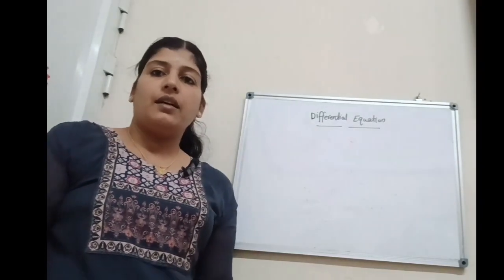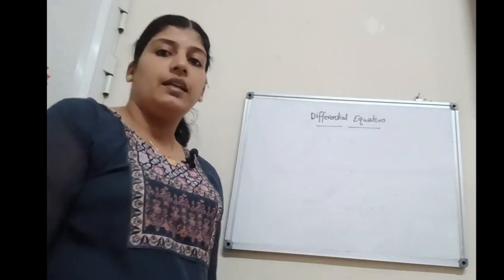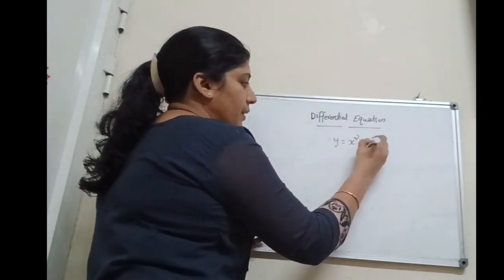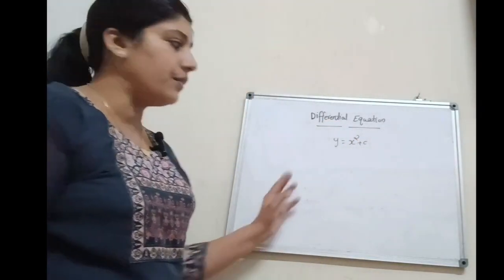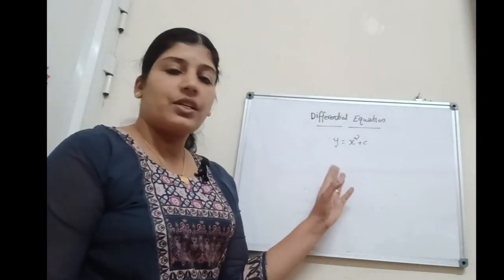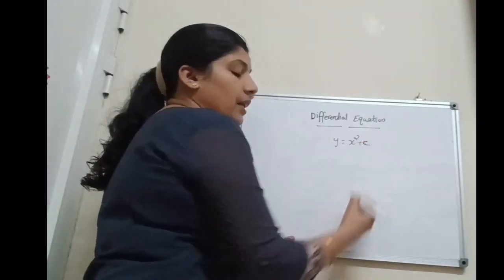Next, we have to discuss formation of a differential equation whose general solution is given. Let us consider the general solution y equal to x square plus c. How can we find out the differential equation of this general solution? First, we have to consider how many arbitrary constants are in this general solution. Here only one arbitrary constant, that is c.